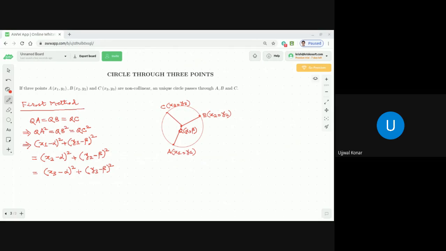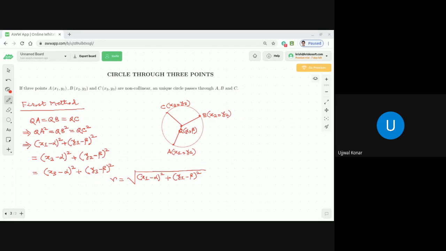And also, if we solve this, we find alpha and beta, correct? And also we know the radius. So radius r is equal to what? Radius r is equal to square root of x1 minus alpha whole square plus y1 minus beta whole square. Okay. So what is r? r is equal to square root of x1 minus alpha whole square plus y1 minus beta whole square, correct?